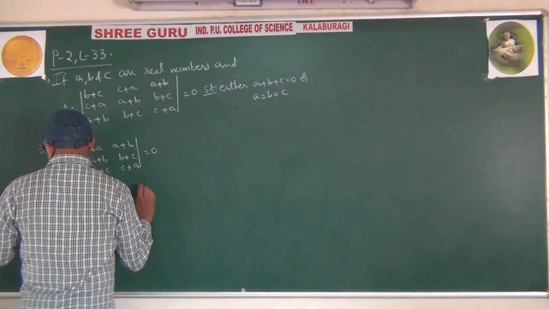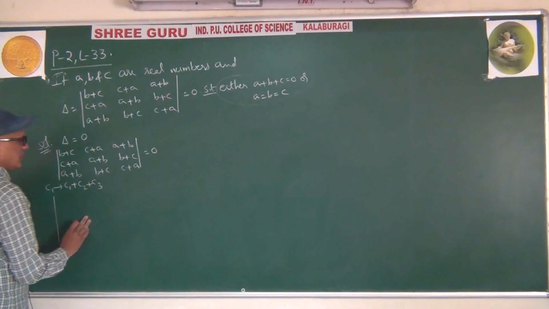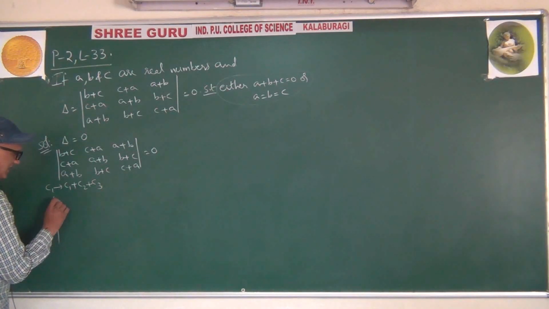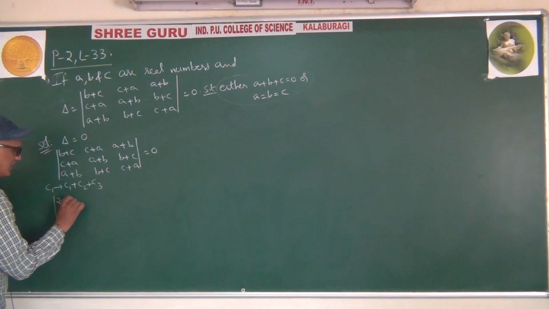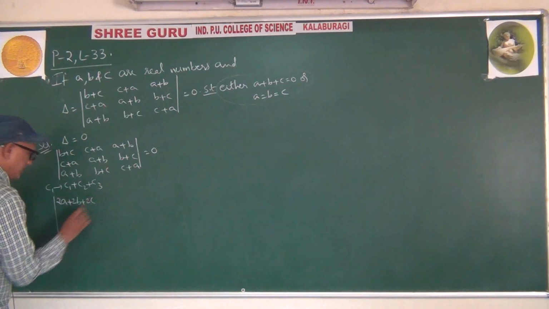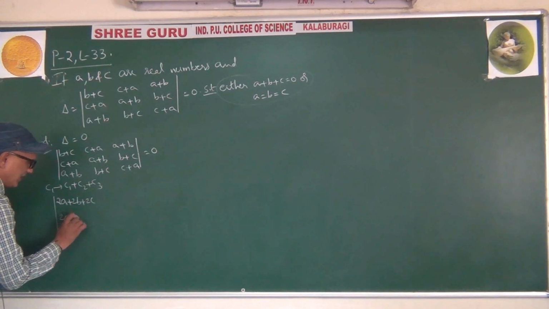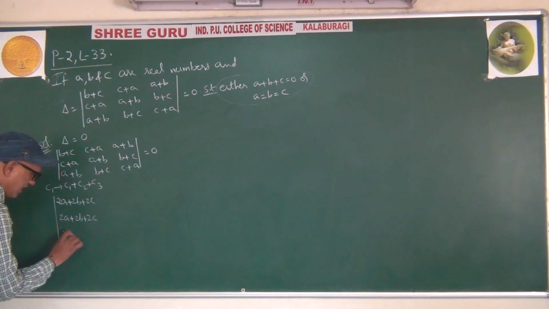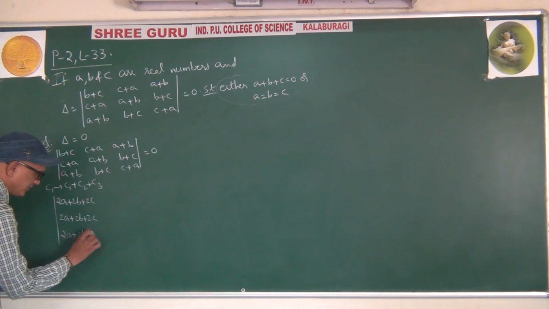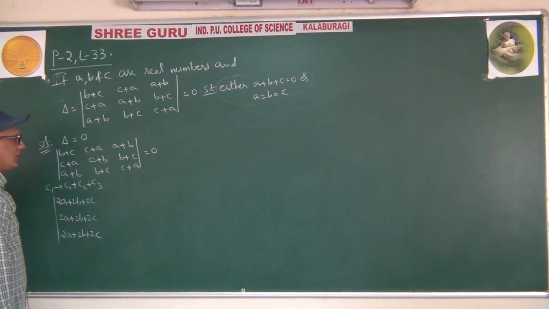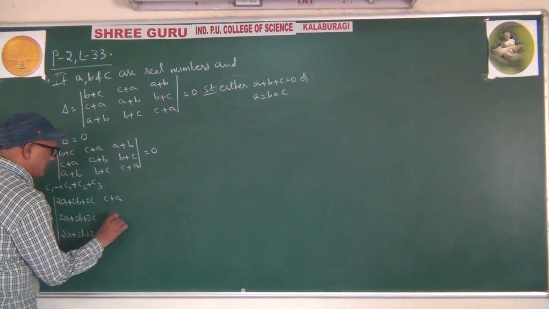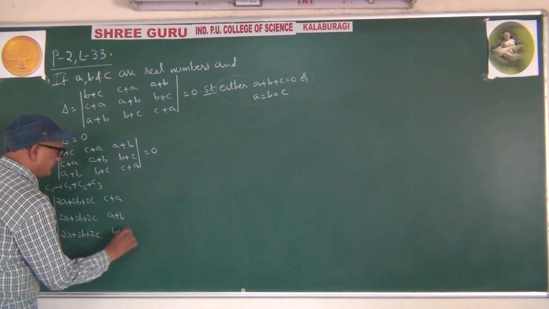C1 plus C2 plus C3, first column plus second column plus third column. If you add all these things, you will get 2a plus 2b plus 2c. First column we are changing, that's why in the place of the first column only we have to write it. Remaining columns will be as it is: c plus a plus b, b plus c.